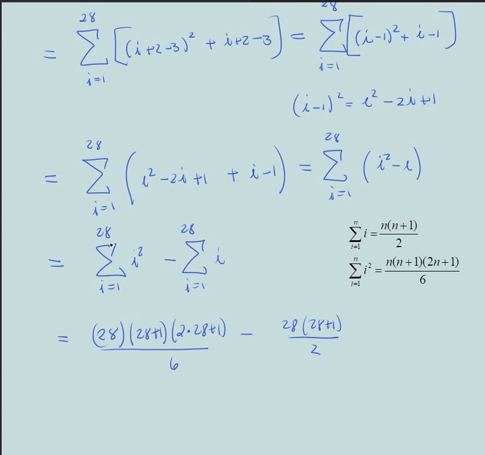Now you can see the only thing we have to do is substitute here 28 plus 1, which is 29, and 2 times 28 plus 1, which will be 56 plus 1, and all of that divided by 6. After substituting here also 28 and 28 plus 1, which is 29, the first one gives us 7,714 minus this one, which gives us 406. And 7,714 minus 406 is 7,308. So we get the first problem done.